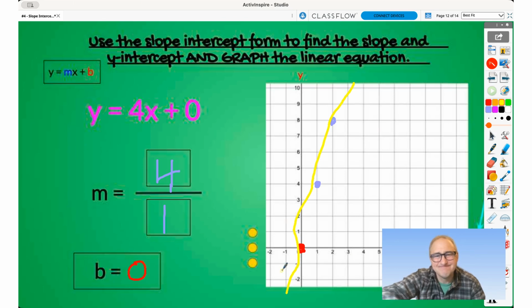Darn it. That's not the best. Sorry about that. Luckily for you, you have this blue line over here you can use. So that's how we graph slope using y equals mx plus b. Remember, m is your slope, and b is where you put your first dot.